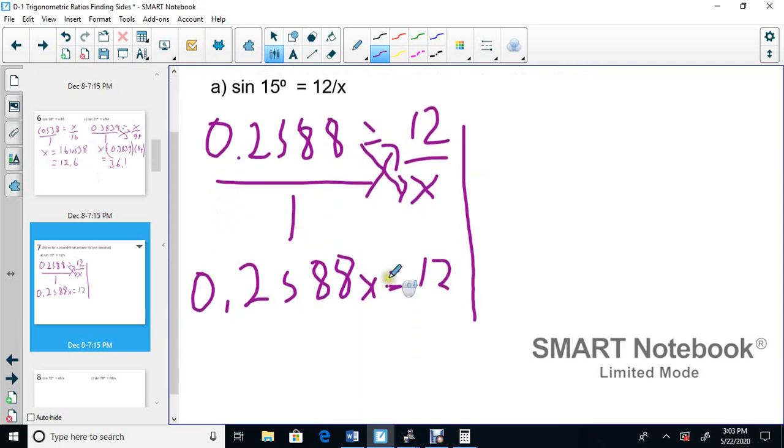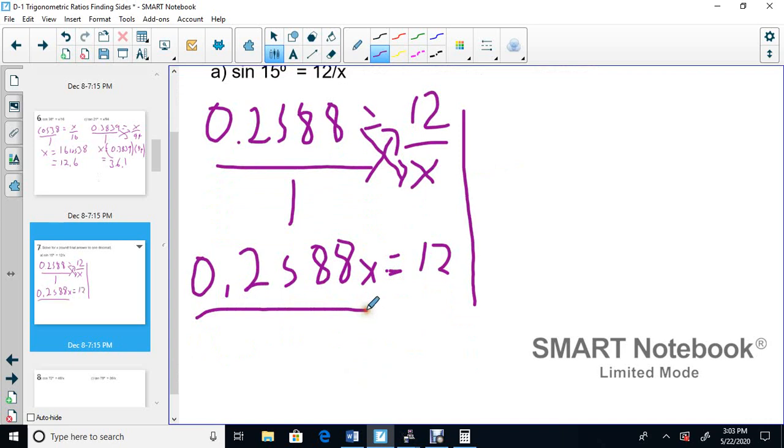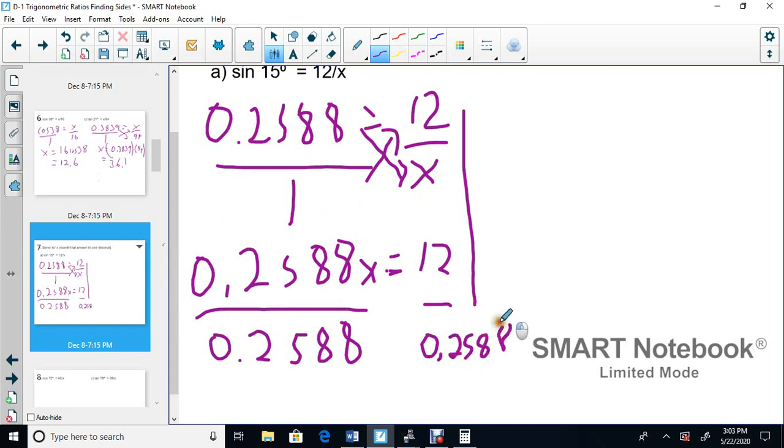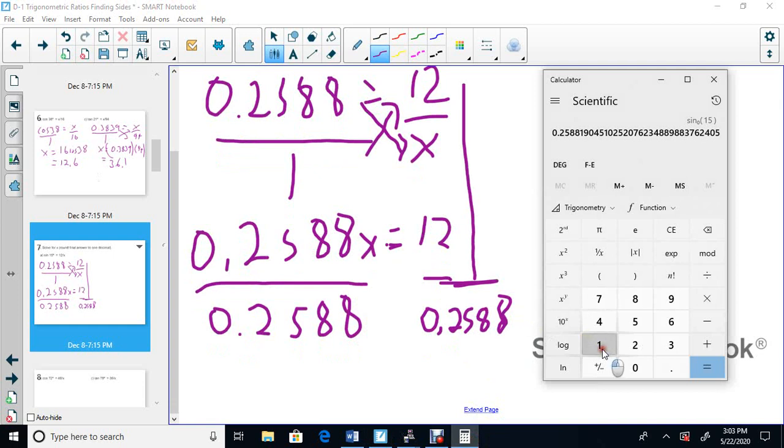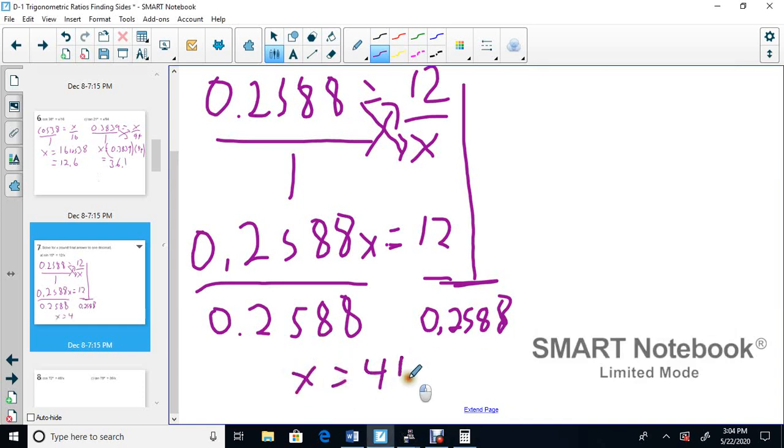Now you have an extra step. You have to divide by 0.2588 to get x by itself. So you divide by the number in front of the x, and you do the same to both sides. You keep a lot of decimal places until the end, and at the very end, that's when you eliminate the decimal places. It's more accurate the more you keep. 12 divided by 0.2588, and you get 46.4. So x is 46.4.